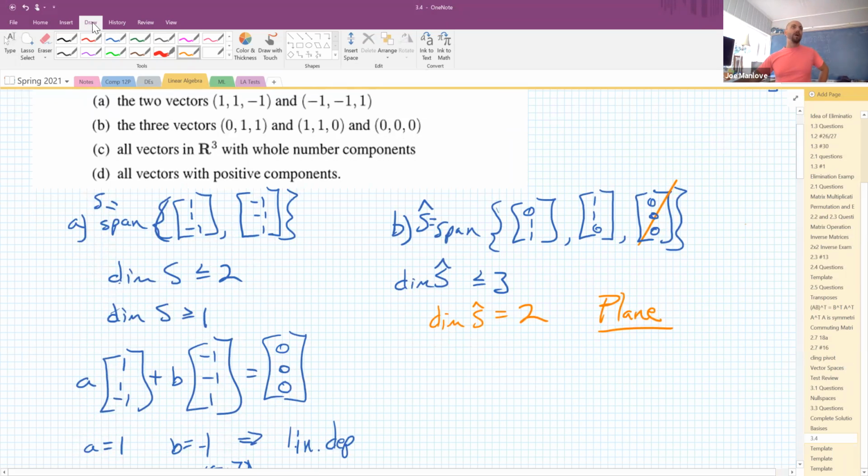Okay. Part number C. Now, this is a little wild because now I'm going to try to write down a span, right? But I have a problem because that set has a lot in it. You guys with me on that? So the set is all the vectors in R3 with whole number components. So can you guys list me some of those?